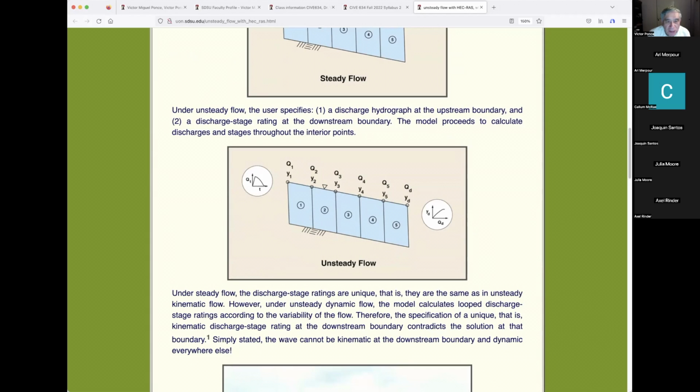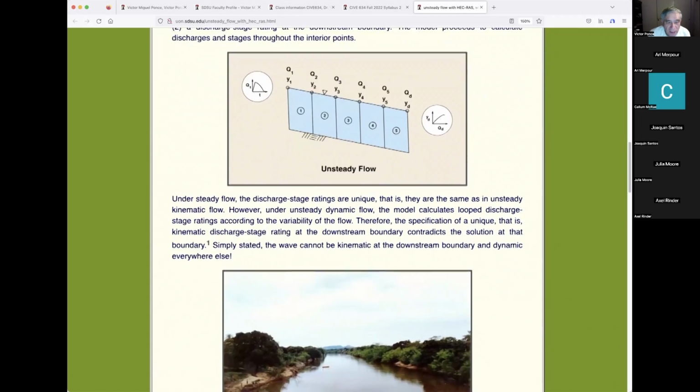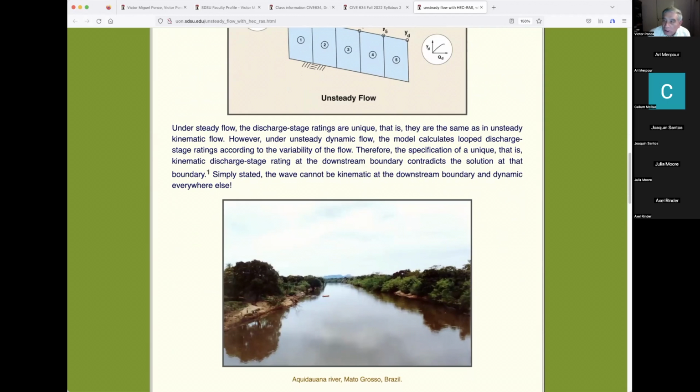Okay, under unsteady flow, the user specifies a discharge hydrograph at the upstream boundary and a discharge stage rating at the downstream boundary. The model proceeds to calculate discharges and stages throughout the interior points. Under steady flow, the discharge stage ratings are unique. That is, they are the same as in unsteady kinematic flow. However, under unsteady dynamic flow, the model calculates loop discharge stage rating according to the variability of the flow.